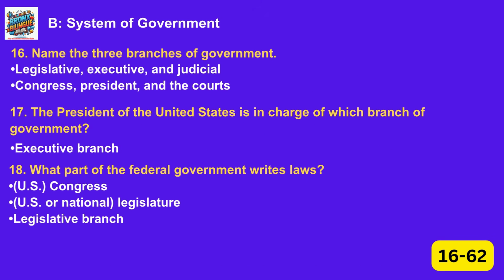B. System of government. 16. Name the three branches of government: legislative, executive, and judicial; Congress, President, and the courts. 17. The President of the United States is in charge of which branch of government? Executive branch. 18. What part of the federal government writes laws? Congress, legislature, legislative branch.